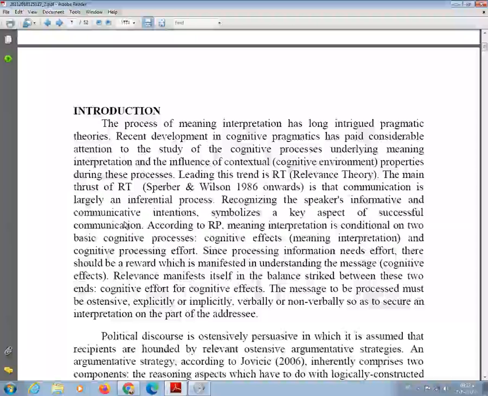بنستنتج حاجات مش بتتقال explicitly, and so on. Recognizing speakers' informative and communicative intentions implies a key aspect of human communication, and we have to say that to communicate, in order to arrive at or to fulfill successful communication, there must be some sort of cooperation between the speaker and recipients or listeners, or whatever the recipient of the text.